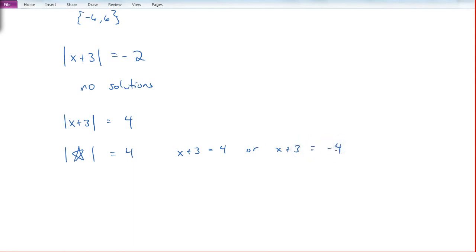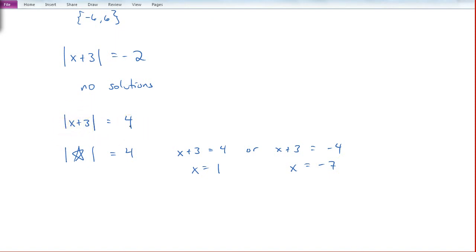And then you solve for x as you would. x plus 3 equals 4, x equals 1, or x equals negative 7. And then you can test. You can go back here and say x equals 1. You put it in here. 1 plus 3 is 4. The absolute value of 4 is 4. Negative 7 plus 3 is negative 4. And the absolute value of that is 4.